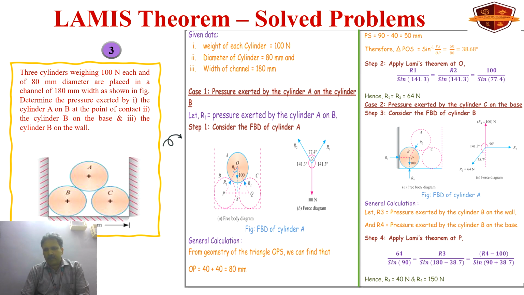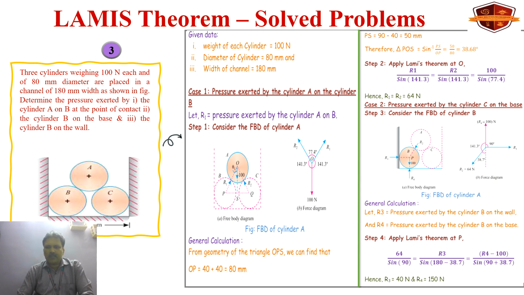OP is nothing but 40 plus 40, that is 80 millimeters. What is PS? PS is nothing but 90 minus 40, so we automatically get 50. Finally, applying Lami's theorem, what are the unknowns? We can see in the slide, in the middle part, R2 opposite angle, R1 opposite angle, which is equal to 100 by sine 77.4. Simultaneously, we will get one value, that is 64 Newton.